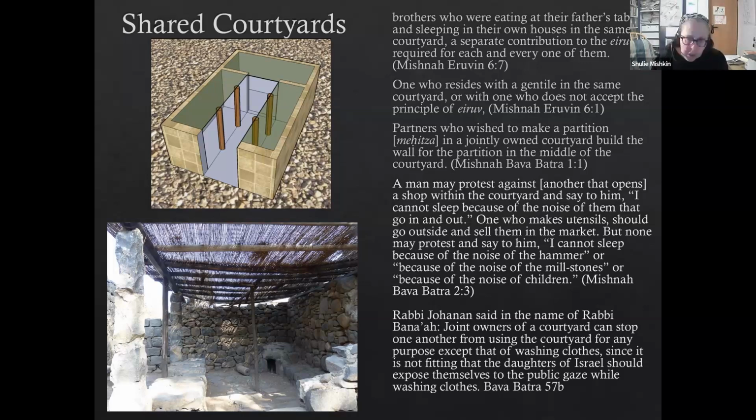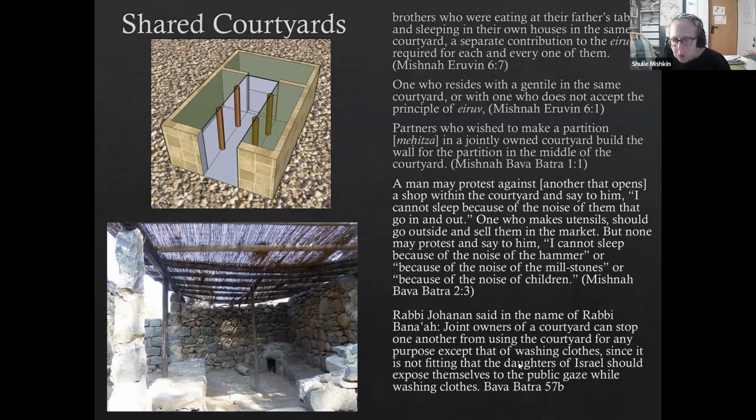One courtyard, they'll say, okay, you can have this small shop to sell your bread because I know not many people are coming in and out. Right? And others will say, no, I can't deal with even the noise of the hammer. They have to figure it out. But Rabbi Yochanan says something very interesting. You can stop other people from doing anything except washing clothes.